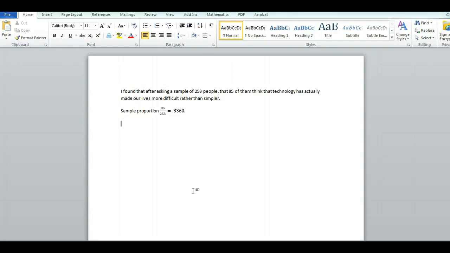So what we can do is a confidence interval. And this is an interval estimate. It's going to tell me, oh, I know the truth is not really 0.3360, but I know that it's somewhere close to 0.3360. So let's make a confidence interval, and let's make it a 95% confidence interval.